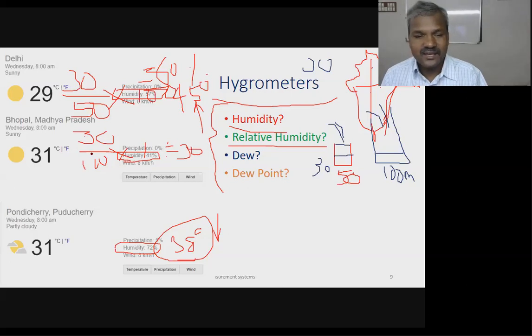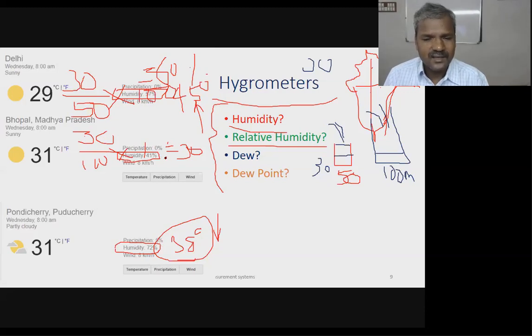That's why the hot air has less relative humidity. In the colder air, the relative humidity is more. It's like Pondicherry, where cold air is more. In Delhi, the cold air is not there. Warm air is more. You see the precipitation is 0% in New Delhi, whereas the precipitation in Pondicherry is 5%.